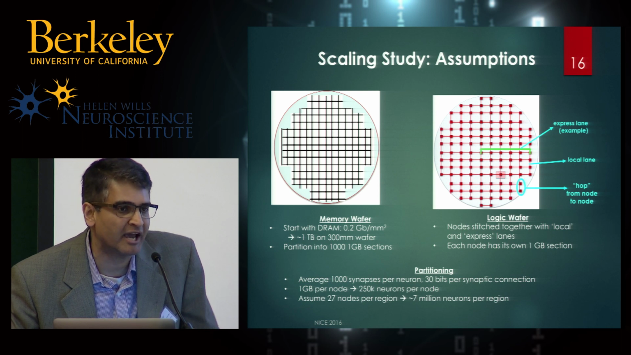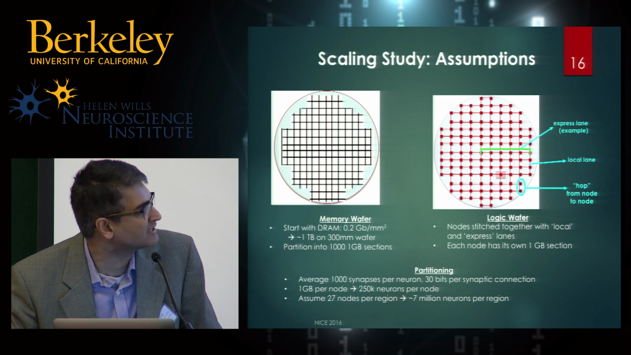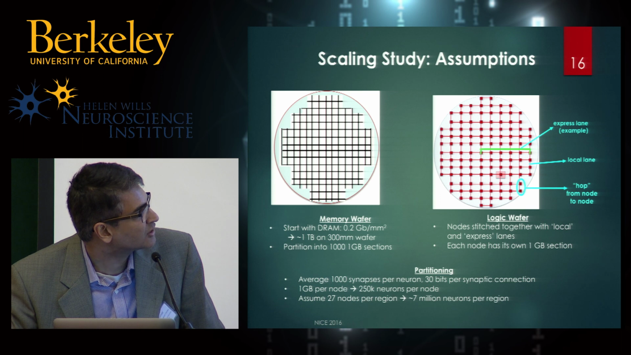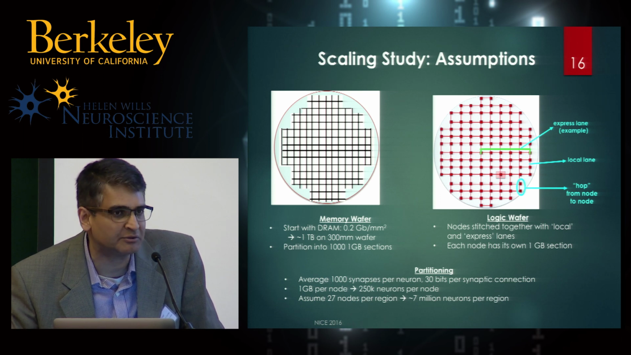This is in the human being range, but it's usually a little bit at the lower end. The range that's usually quoted is between 1,000 and 10,000. And for reasons I can't really get into, you can use a compressed scheme for representing these connections, and that requires about 30 bits per synaptic connection. So at 1 gigabyte per node, each of these nodes could house about 250,000 neurons.